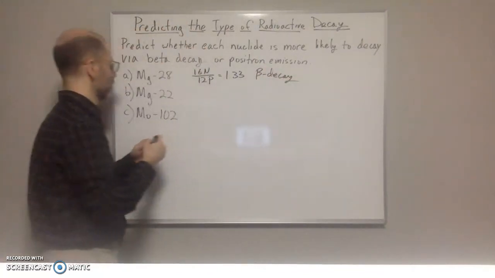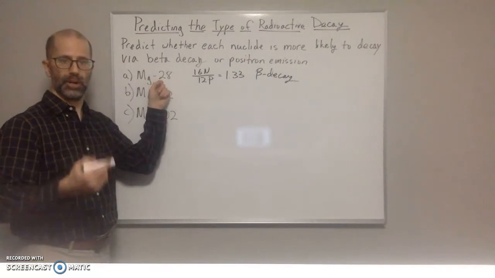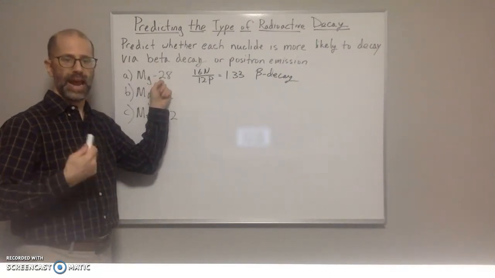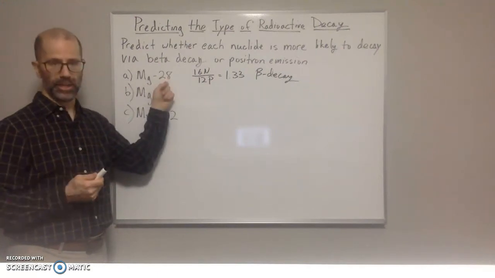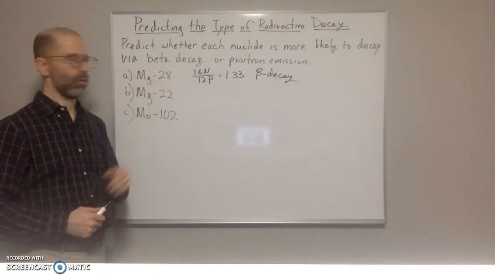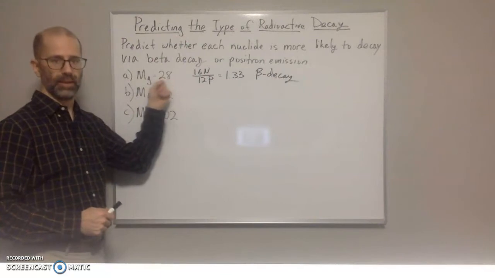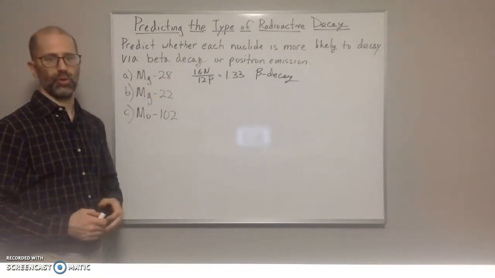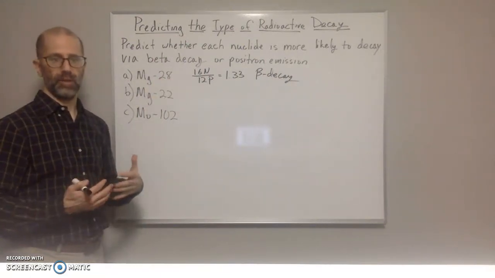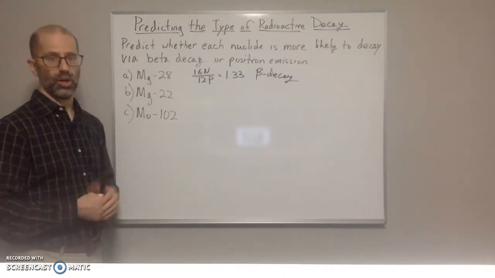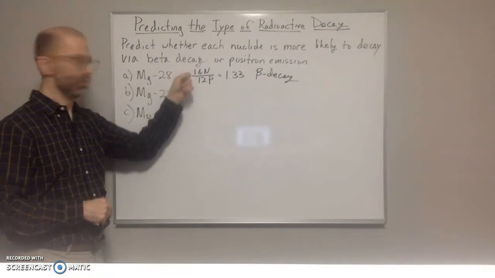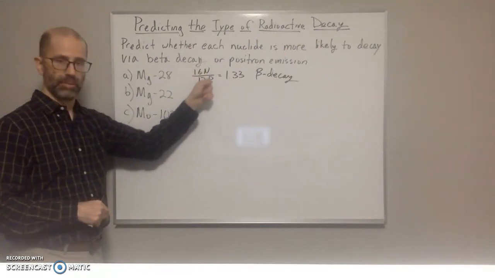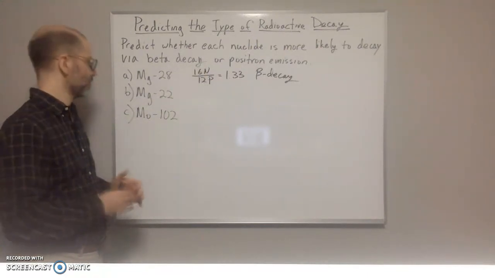You can also see that if you look at the periodic table, the average atomic mass is around 24. 28 is definitely higher than 24, so that's another giveaway that this nuclide is too heavy. So it's going to undergo beta decay to lower this ratio. Some neutrons are going to have to become protons.